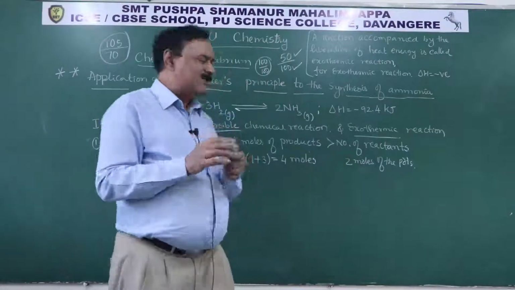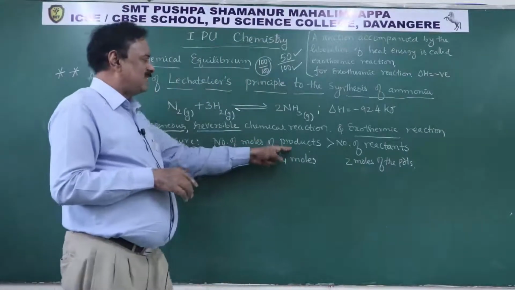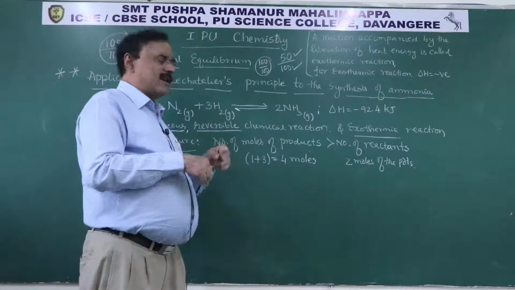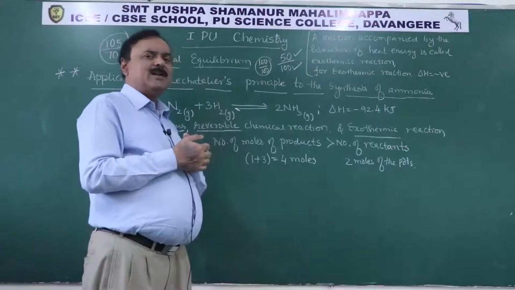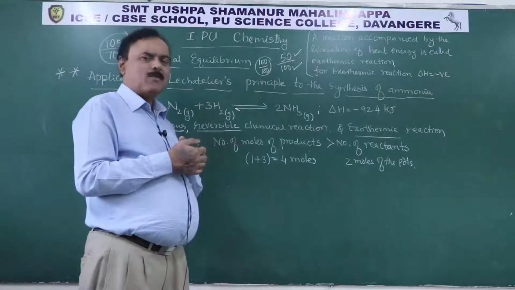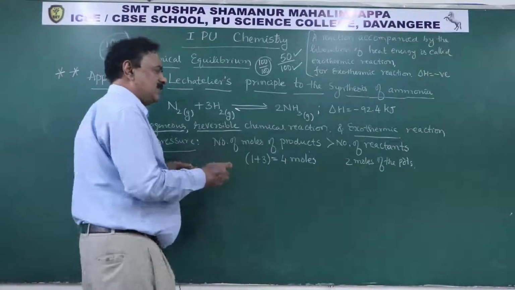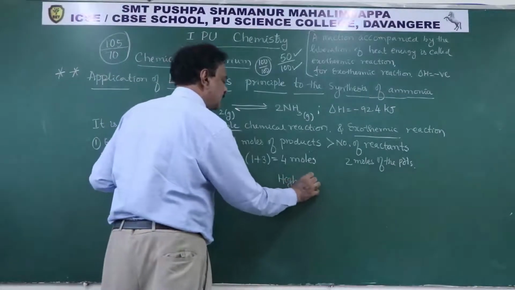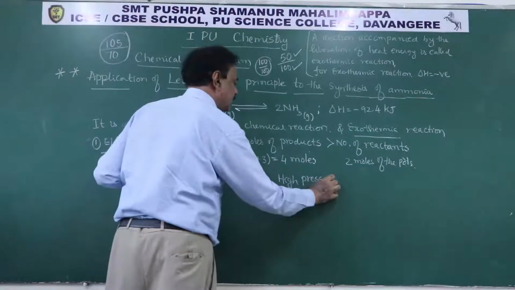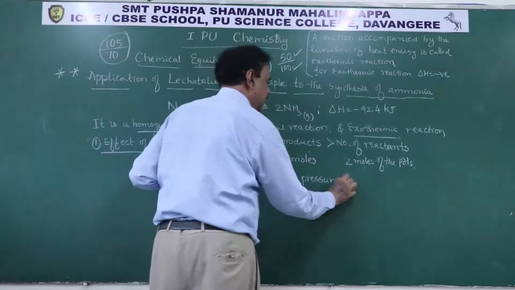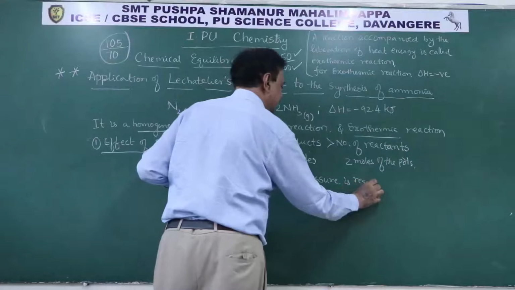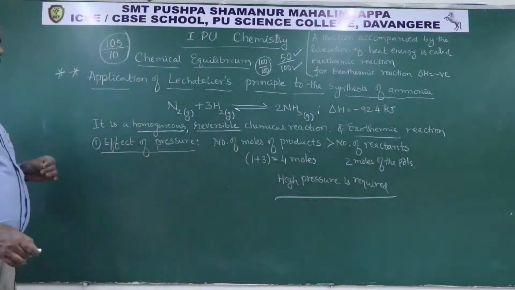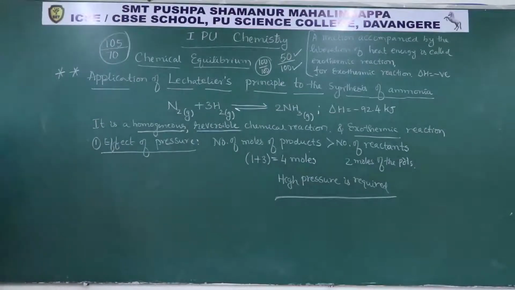Okay. Now, suppose the number of moles of the products is greater than the number of moles of the reactants, then in order to increase the amount or yield, high pressure is required. High pressure is required. But what is the effect of the pressure?